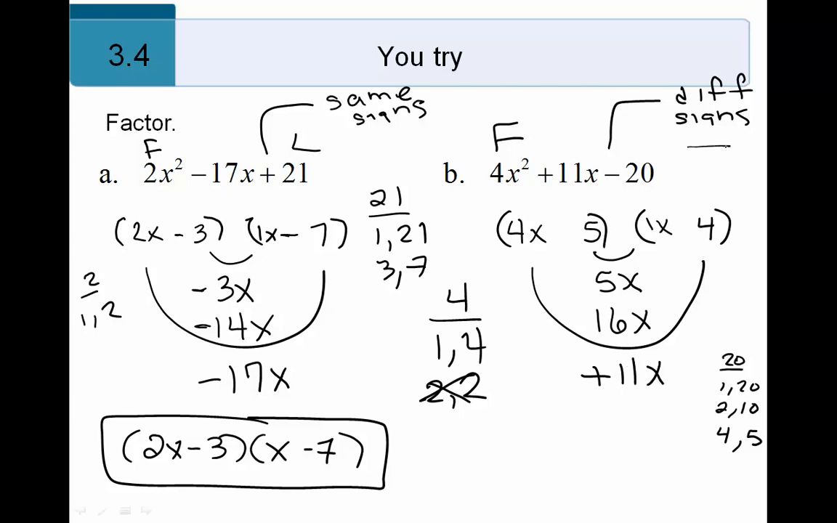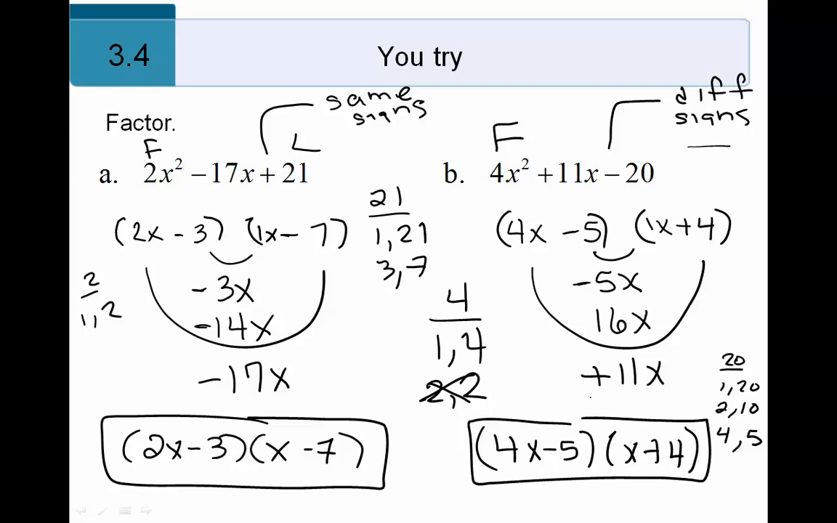My signs have to be different, and it will as long as my 5 is negative. So my inner has to be negative. That would be my negative 5 times my 1x is negative 5x. 4x times positive 4 is 16x. So that kind of gives you a better idea, finally, of why we call it the trial and error method. So we get 4x minus 5 times x plus 4, or you could have x plus 4 times 4x minus 5. All right, and that concludes this lesson.